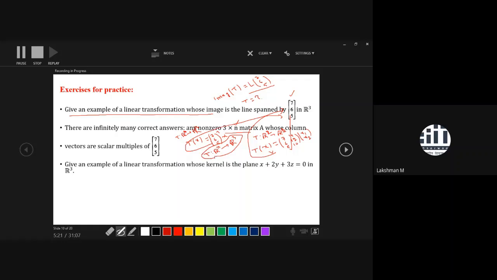All possible transformations. How many are possible? Just try to find it out. So that is the answer. There are several answers for this single question. There is one more question.